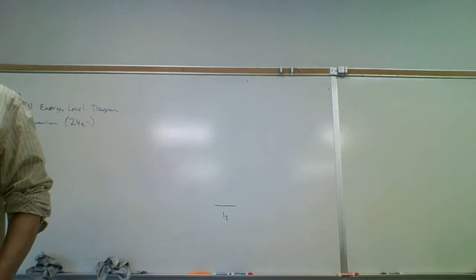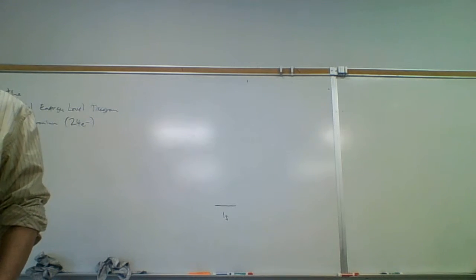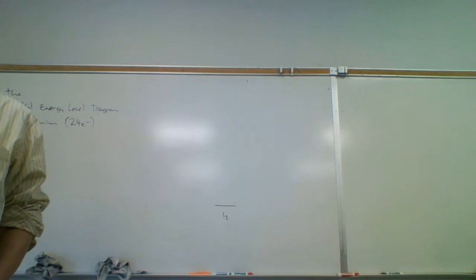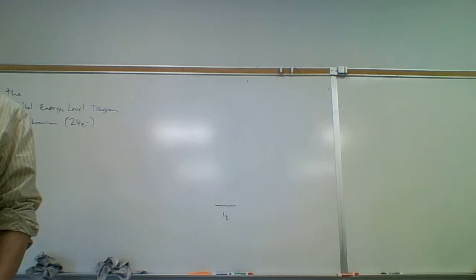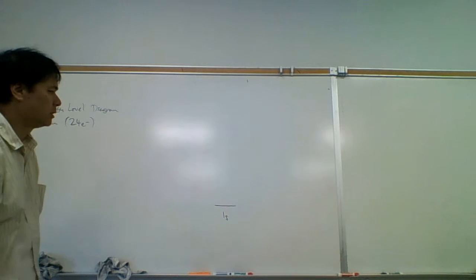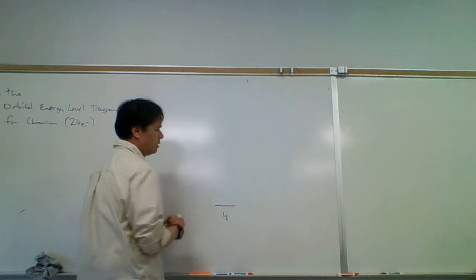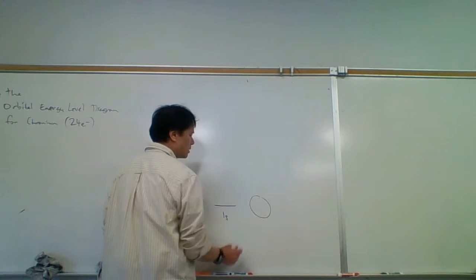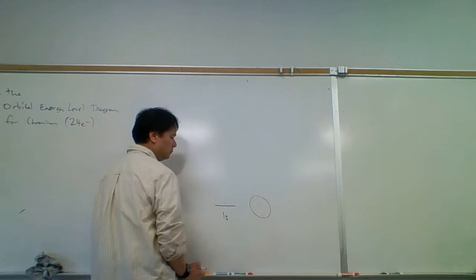Lowest energy, the 1s, and also the probability. That circle represents the probability boundary for, what's the percentage? 95%. There's a 95% probability that the electron is going to be found within that sphere. The nucleus is in the center.